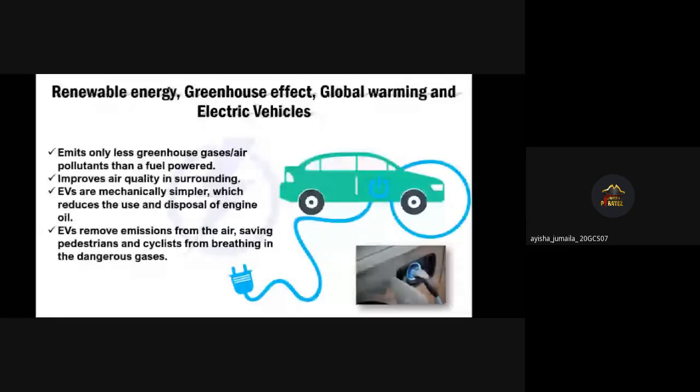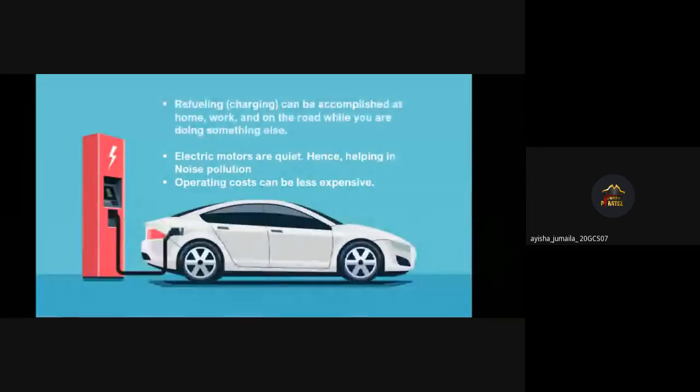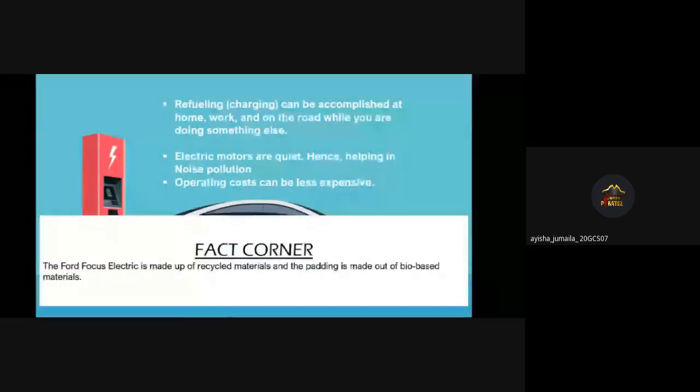Next we have refueling or recharging, which can be accomplished at home or work, like it is a casual thing, instead of going to petrol or diesel pumps. Electric motors are quiet because there is no internal combustion engine. Fuel vehicles make a lot of noise while starting and driving, so EVs help with noise pollution. Operating costs can be less, and we do not need much maintenance compared to a fuel engine. Here is a fact: the Ford Focus electric is made up of recycled materials, and the padding is made out of bio-based material. Do you know that? It's pretty cool, right?